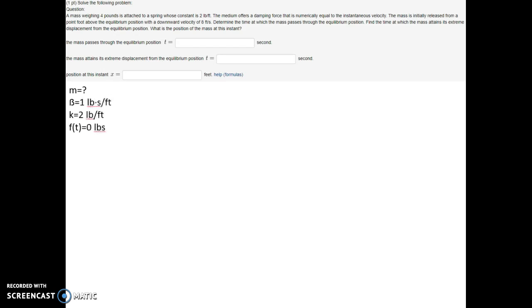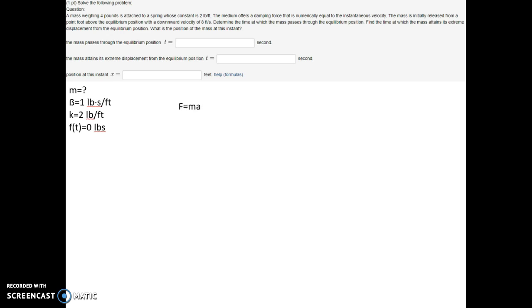Looking at the problem, we see that we have a spring whose constant is 2 pounds per foot, and it also says that the damping force is numerically equal to the instantaneous velocity. So the velocity is x prime, so we know that our beta will be multiplied by x prime, which just means that our beta is 1. We also see that there is no force being applied to this system, so our f of t is 0.